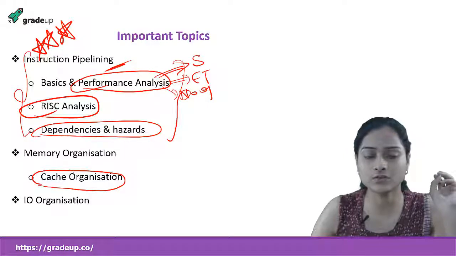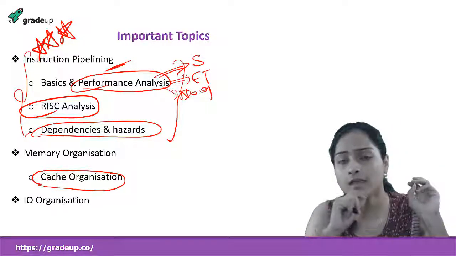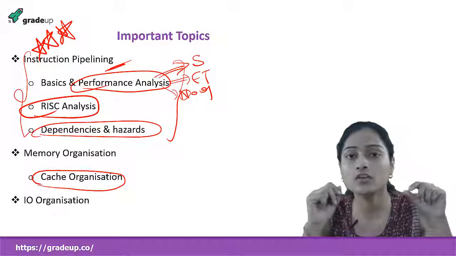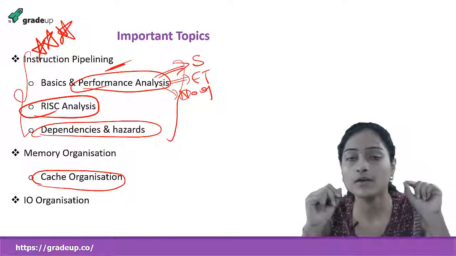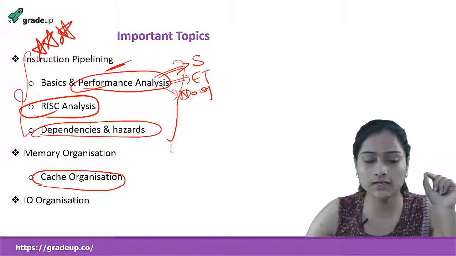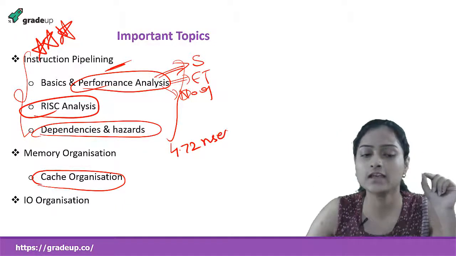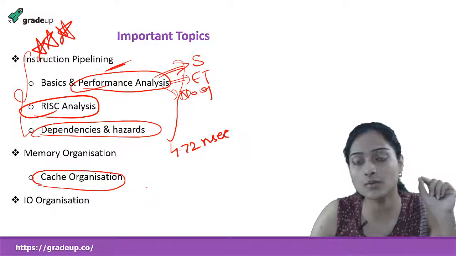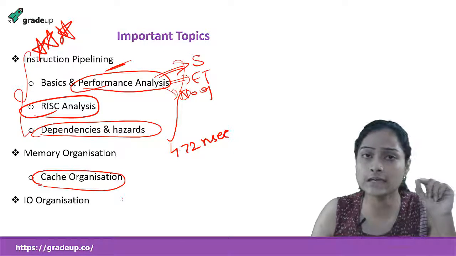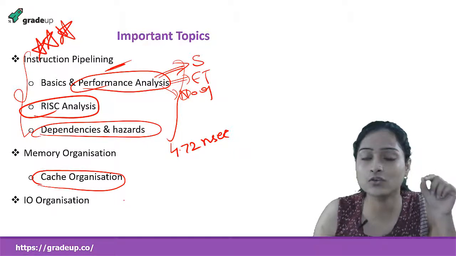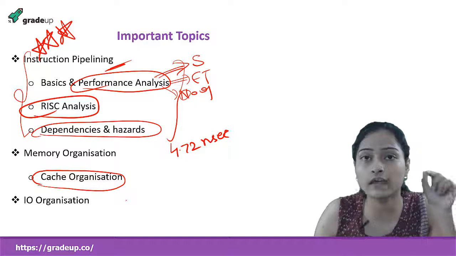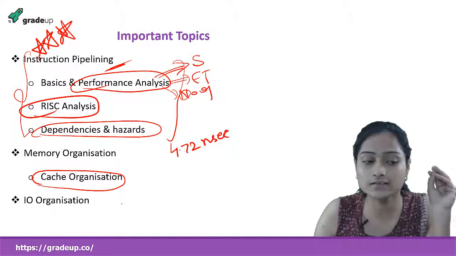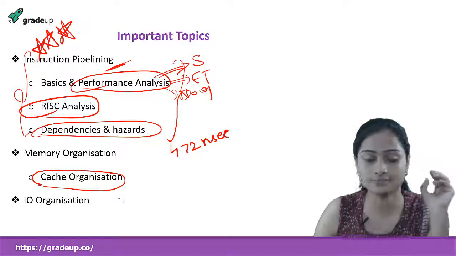Same is the concept with cache organization. See, the questions asked from cache organization are easy and asked from direct concepts, but here your accuracy matters a lot, because the answers you are going to get are like 4.72 nanosecond. So many calculations will be needed over here. So for accuracy, practice a good number of questions. Questions will be easy but require accuracy, and accuracy can be brought into your behavior just by practice. So practice a good number of questions on this.